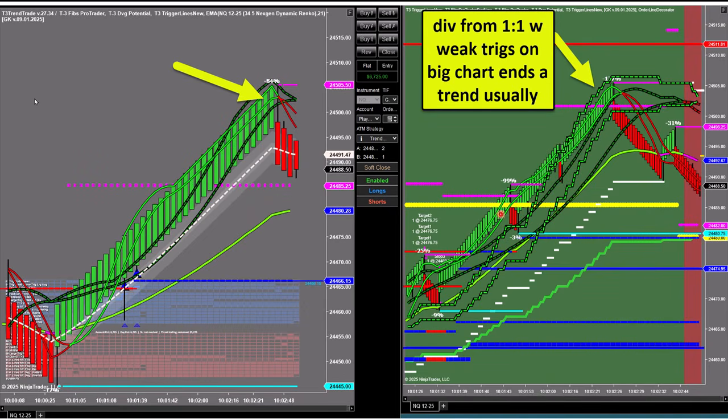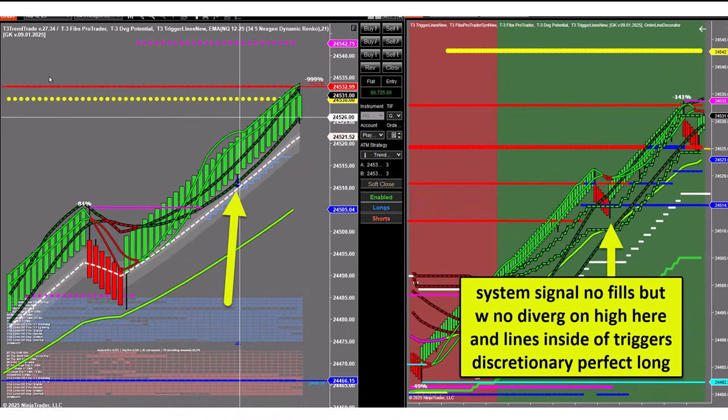Anyway, my exit was pretty bad. Look at that, right at the midband and triggers. But anyway, long story short, you're not going to catch them all. That's okay. But we did have divergence from 1-to-1s, and I don't know how many times I can tell you: weak triggers with divergence or pivot stop outs from 1-to-1s, trend is not going to continue. It's just not going to.